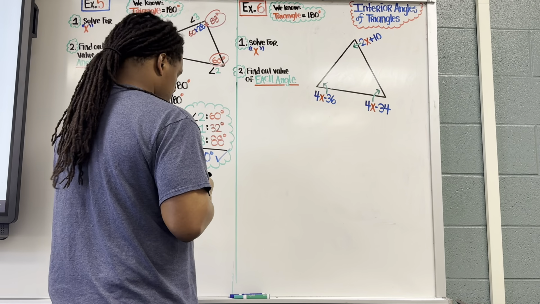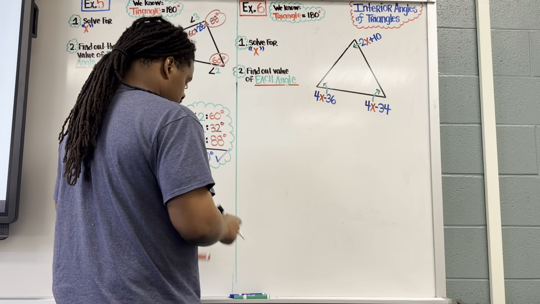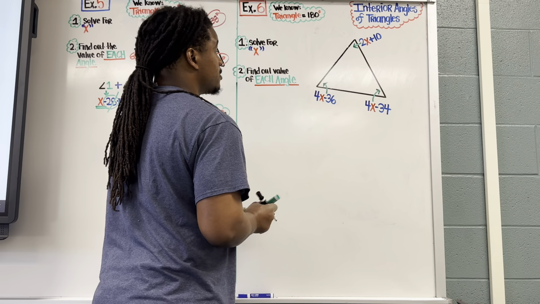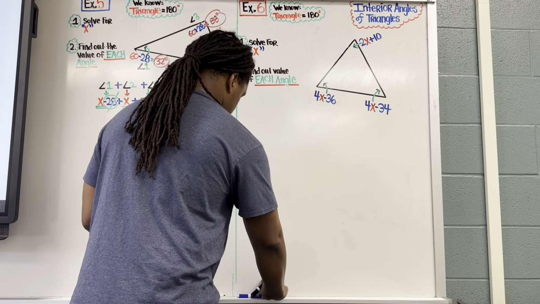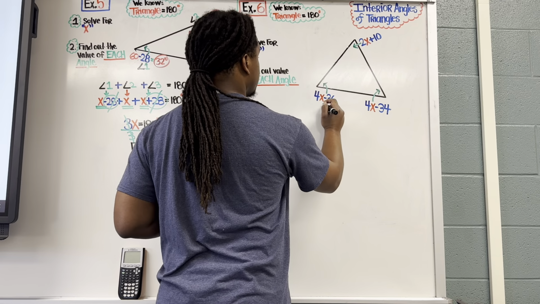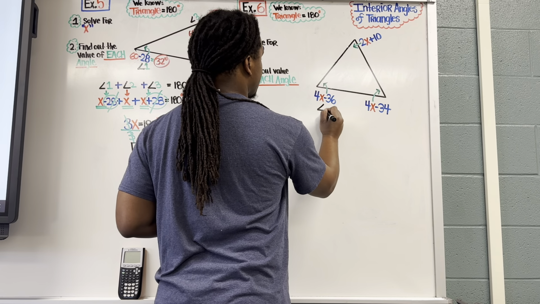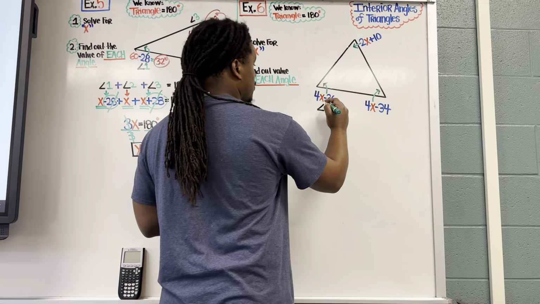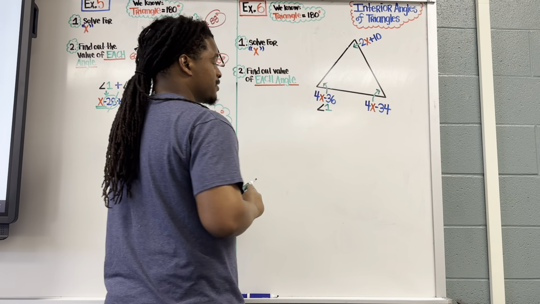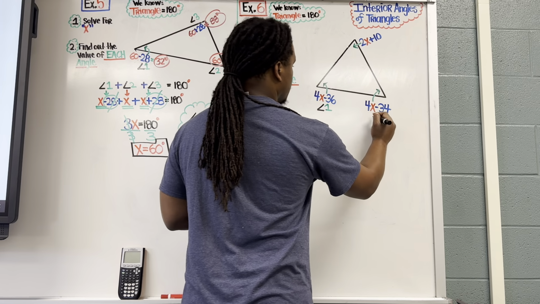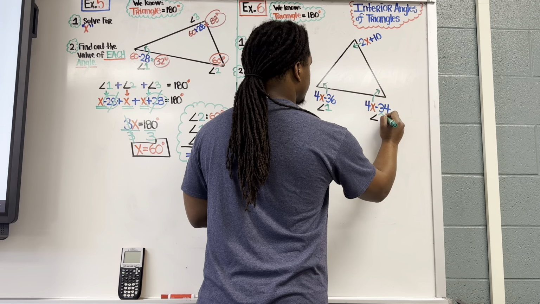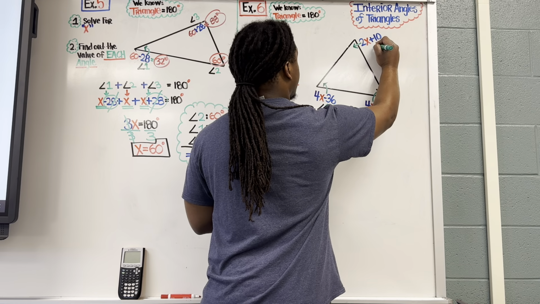The first thing I want to do is label each interior angle, okay? So I'm going to label this interior angle as angle 1. And once again, guys, it doesn't matter which one you label as 1, as long as you give them different labels, okay? So I'm going to label this one angle 1, this one angle 2, and this one angle 3.